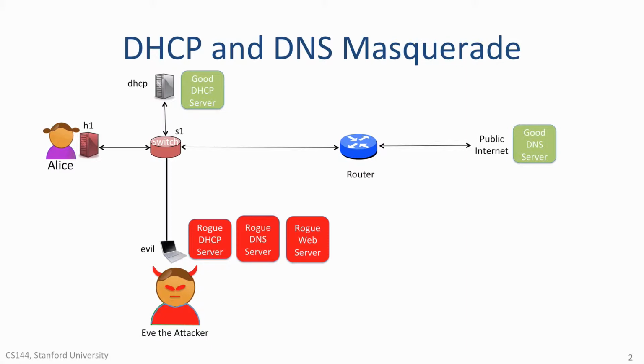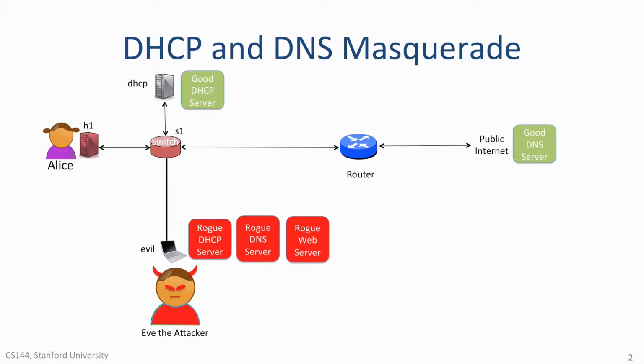Initially, we'll assume that Eve has not started her attack, and we'll see a Mininet demo of the good DHCP server correctly configuring Alice's machine so that she can access the internet just fine. Then, we'll see what happens if Eve's machine masquerades as the local DHCP server, replying faster than the good DHCP server. Eve will configure Alice's machine to use the rogue DNS server, directing Alice's web traffic to Eve's web server as well. Let's see what happens.